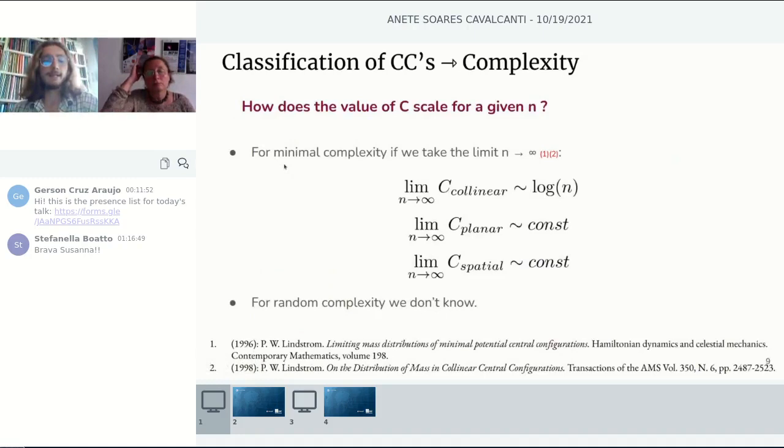And basically, he found that for the case of minimal complexity in the continuous limit, when the number of bodies approaches infinity, the only value of complexity that is unbounded is the one for the collinear, that is, it scales as the logarithm of n. For the other two cases, it is bounded. And this is our main motivation to say that probably, but this is a result that has not been proved yet, the collinear configurations are the ones that have the highest complexity. And for the case of random complexity, we don't really know.